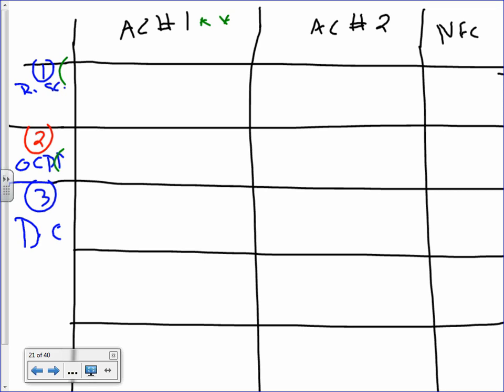Before we start, guys, I want to give you the reference. For reference, it's Article 440.32 and, of course, Table 310.15(B)(16). These are your references. Cool? So let's go ahead and do the calculation.